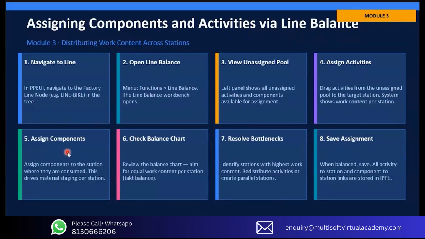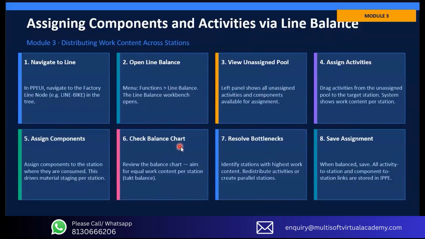So now you assign the components to it. How do we assign the components? Then check the balance chart, and review it, aiming for equal work content per station. Basically, first of all you assign the activities, and then you assign the components to the line, which is what we call line balance. Assign components to the station where they are consumed. This drives material staging per station.